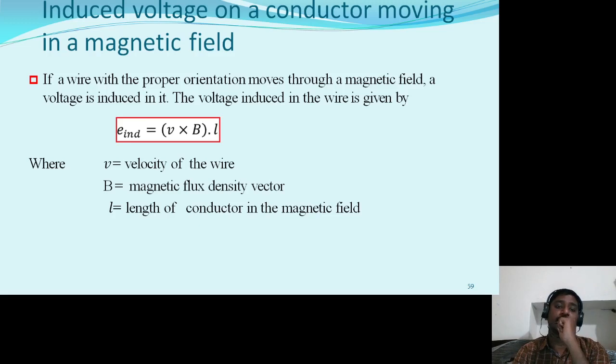That induced EMF is the product of L and the cross product of velocity and the magnetic flux density. V is the velocity, as your conductor may move with a certain velocity. So it is the cross product of V and B into L. L is the active length of the conductor, the portion of the conductor lying under the magnetic field.